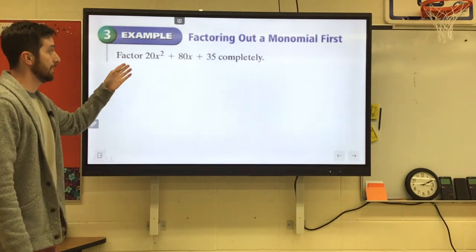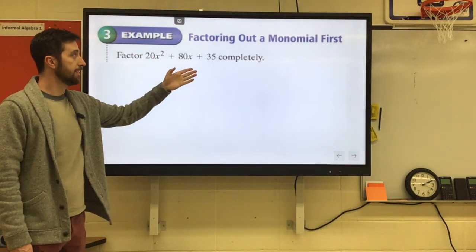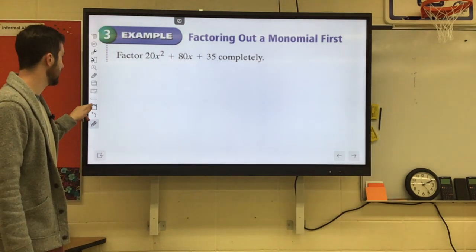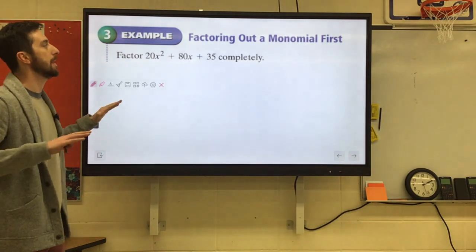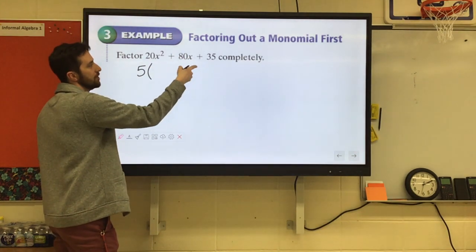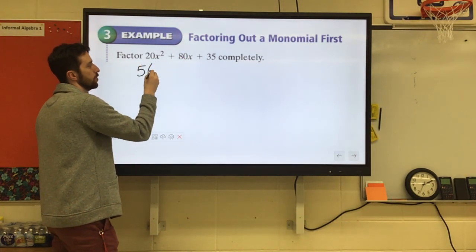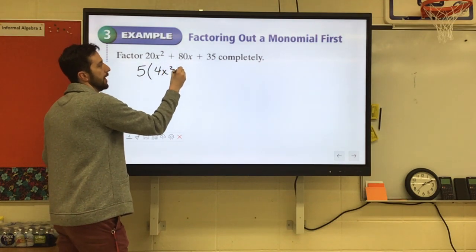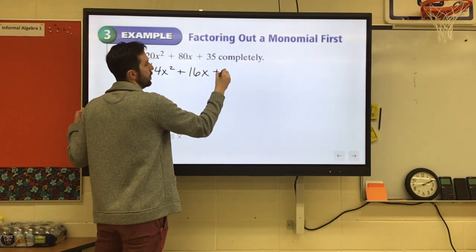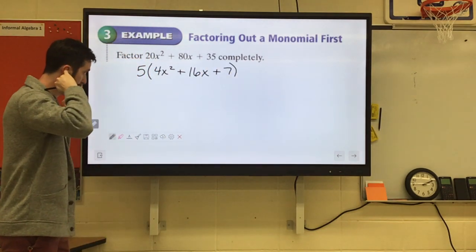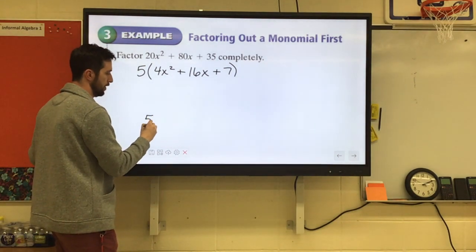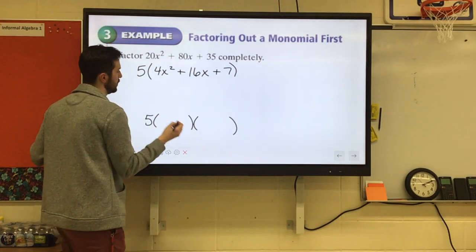Now, this one, if you look, 20x squared, 80x, 35, all of those are divisible by 5. So you have to take out the greatest common factor first. Mandatory. So we're going to take out the 5, and we're going to divide each of these terms by 5. 20 divided by 5 is 4, so we have 4x squared. 80 divided by 5 is 16, and 35 divided by 5 is 7. Now the nice thing about this 5 on the outside is we could pretty much ignore it until our final answer. It just stays on the outside.